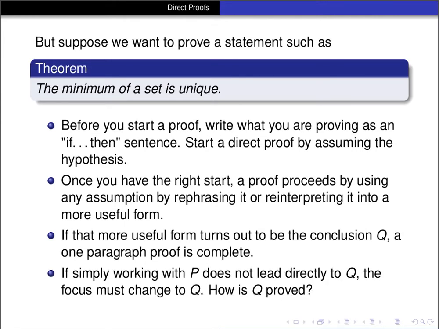But if simply working with the hypothesis does not directly lead to the conclusion, then the focus has to change to the conclusion. You need to ask yourself, how would I prove this? How is the conclusion proved? Under what conditions is the conclusion true? So let's try to prove this theorem that the minimum of a set is unique. First, we need to rewrite it as an if-then statement.